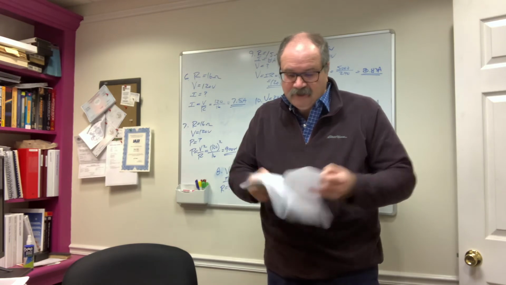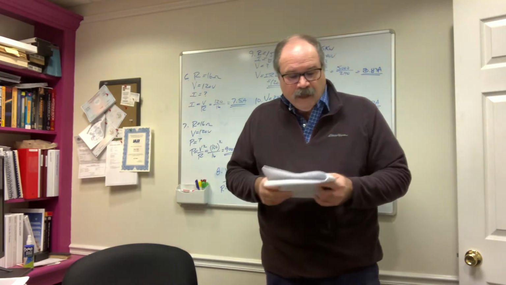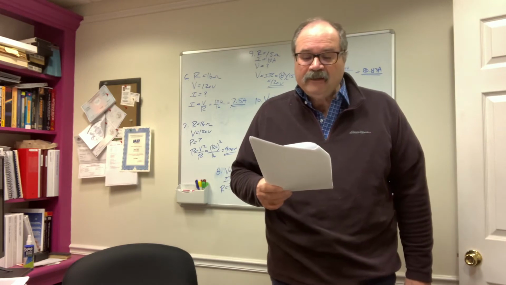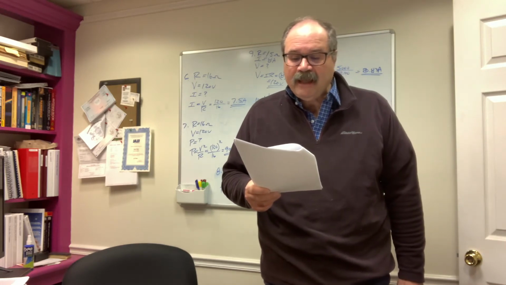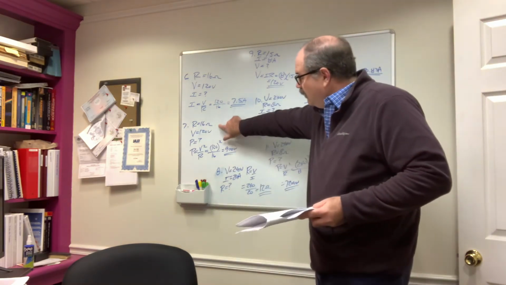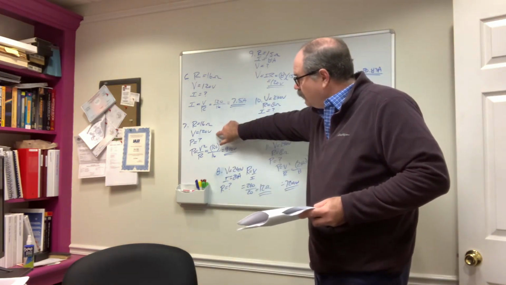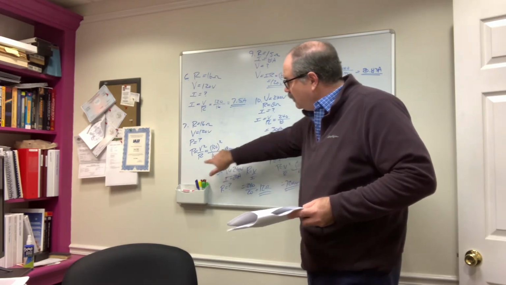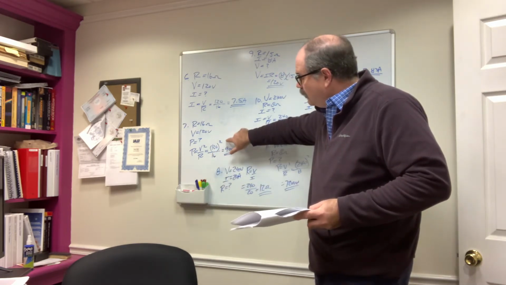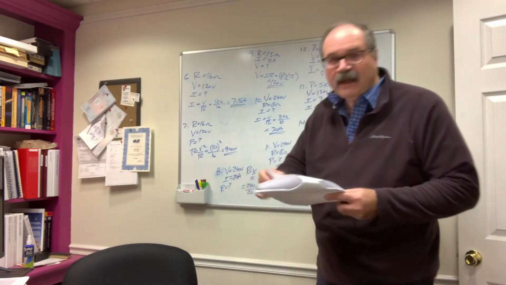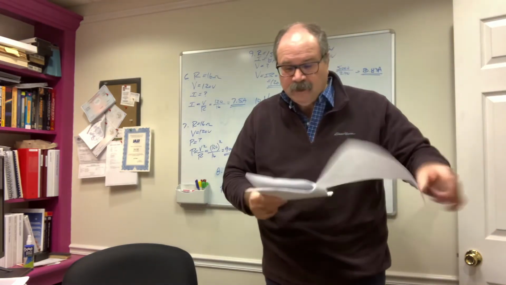Question number 7. How many watts of heat are being produced by a heating element that has a resistance of 16 ohms connected to a voltage source of 120 volts? Resistance of 16, voltage of 120. Power is equal to the voltage squared divided by resistance. So plug the numbers in, 120 squared divided by 16 gives you a power of 900 watts.